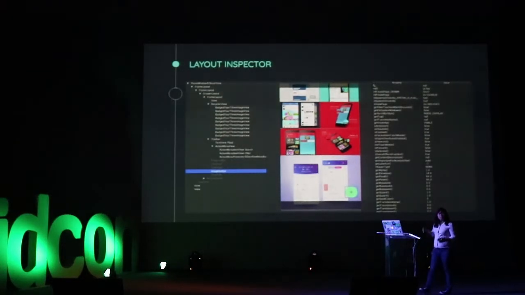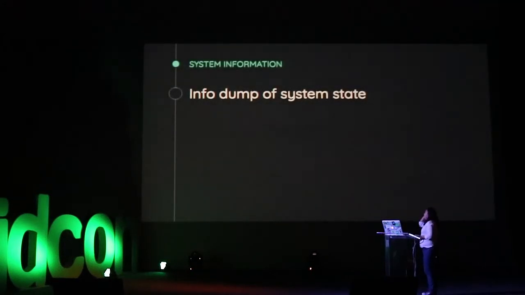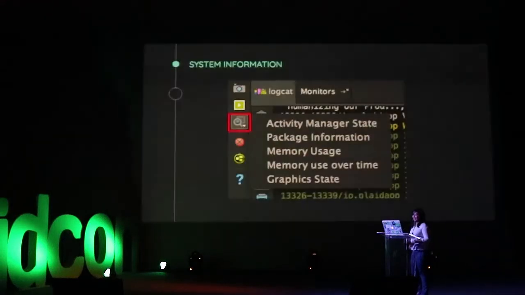This is from Plaid, Nick Butcher's design library implementation sample app. So the next thing we're going to talk about is system information. So it's basically an info dump of anything you can think of at a particular point in time. It's literally anything. It's accessible from Android Studio, like the third button right there, in Android Monitor. You can open Android Monitor by pressing Command 6.